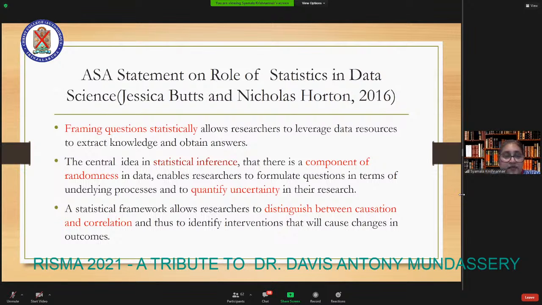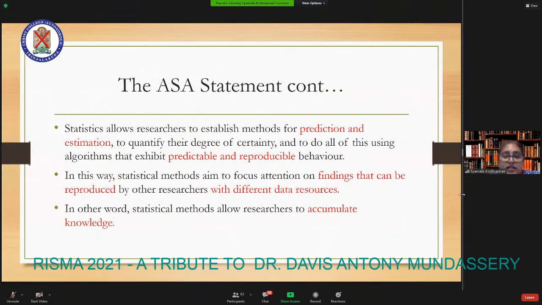These are the first three statements, but there are three more. Statistics allows researchers to establish methods for prediction and estimation, to quantify their degree of certainty, and to do all of this using algorithms that exhibit predictable and reproducible behavior. So they talk more on the prediction part of statistics. In this way, statistical methods aim to focus attention on findings that can be reproduced by other researchers with different data resources. In other words, statistical methods allow researchers to accumulate knowledge. So this is the role of statistics in data science.